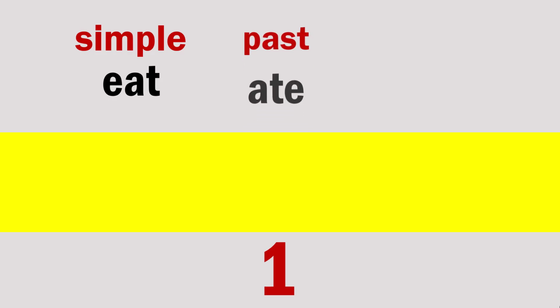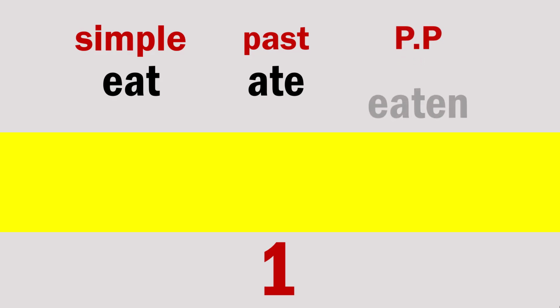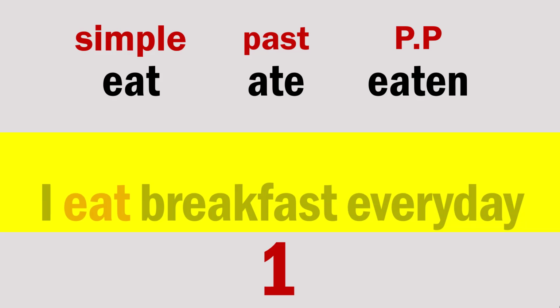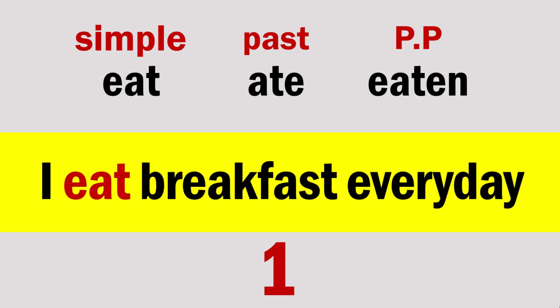The first one is eat. What is the past form? Ate. And past participle is eaten. Now, I eat breakfast every day. Or I eat breakfast every morning.